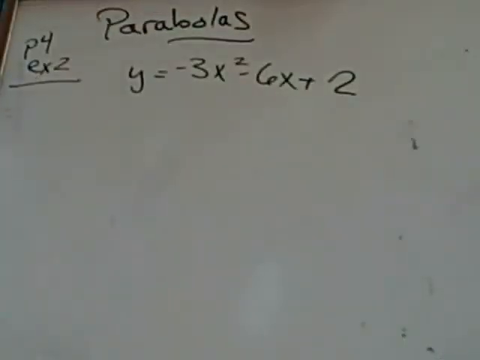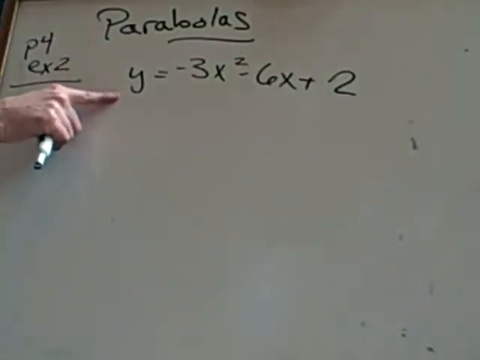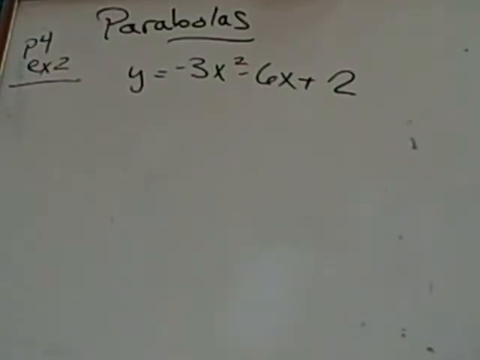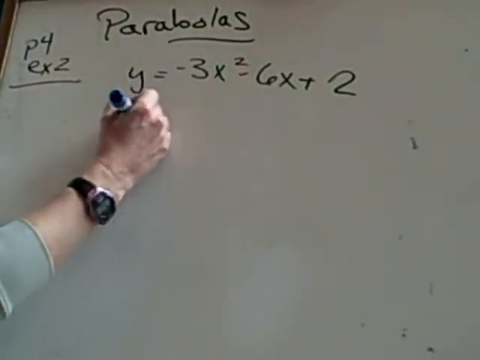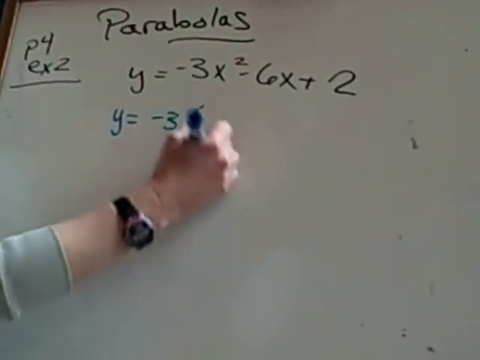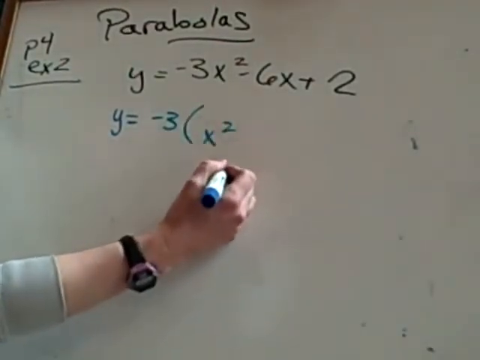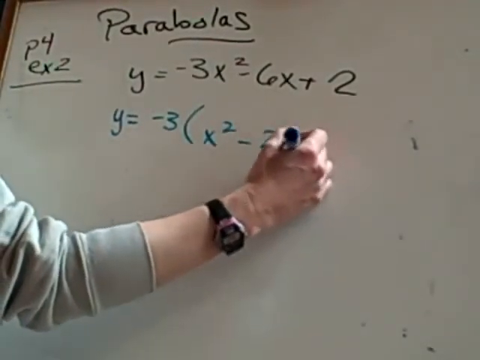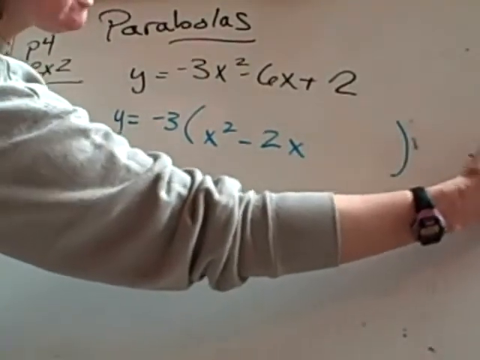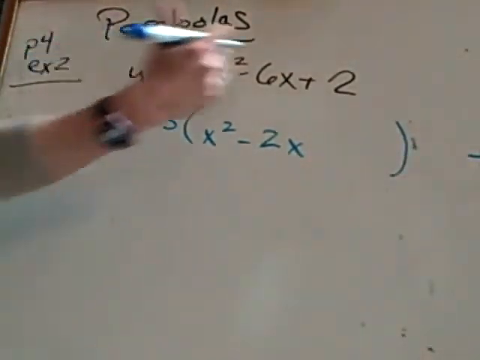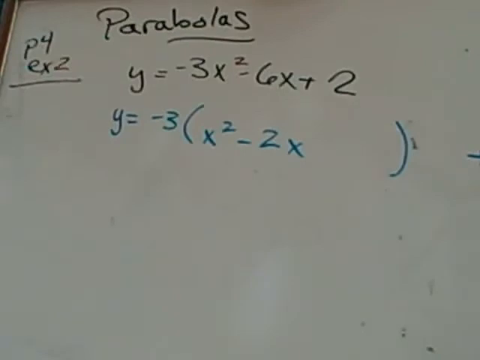Alrighty. We are on parabolas in our notes, page 4, second example. It gave us this equation here, and it wants us to write it into vertex form. Whenever we write an equation in vertex form here, we're going to have to complete the square. So the first thing we want to do is factor out that negative 3. So I'm going to pull the negative 3 out. This looks like an x squared minus 2x. I'm going to close my parenthesis. I'm going to put the plus 2 on the outside because I have no need to factor the plus 2.